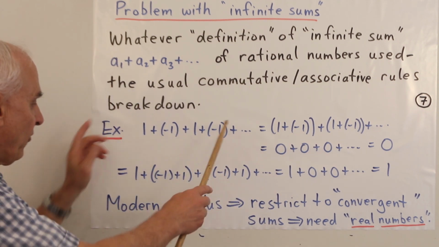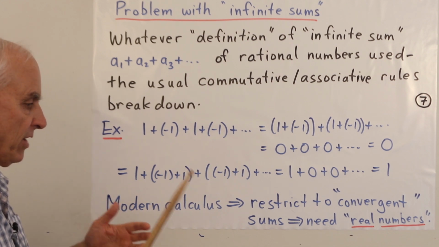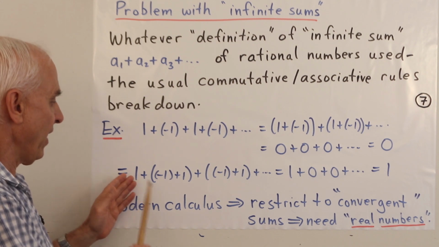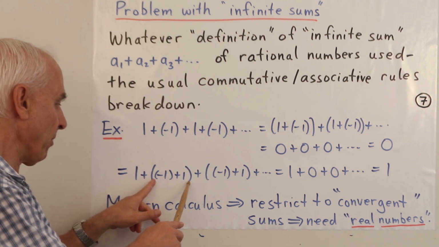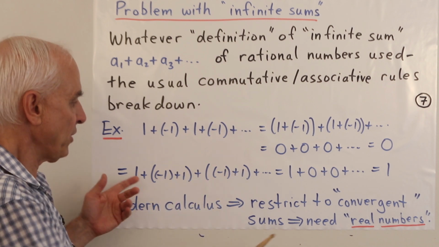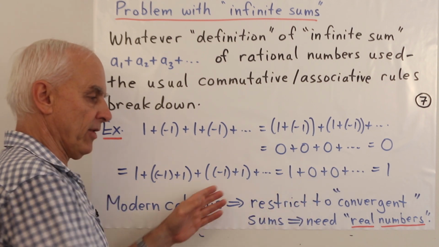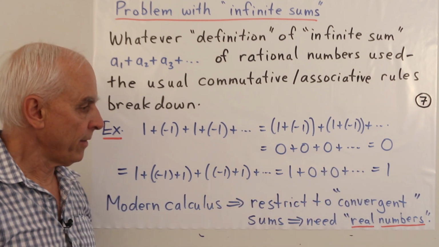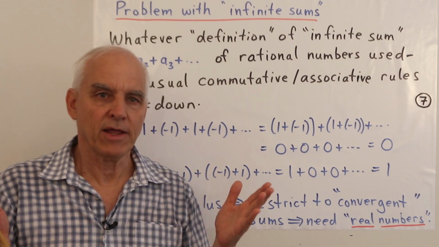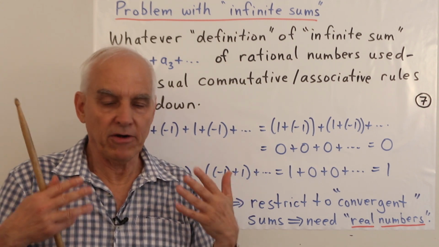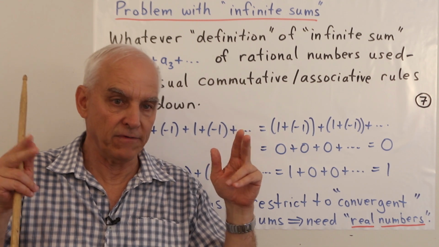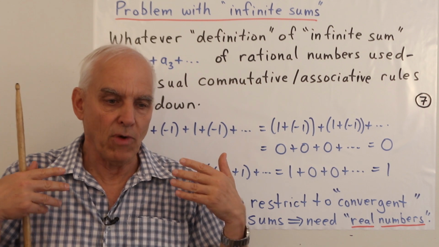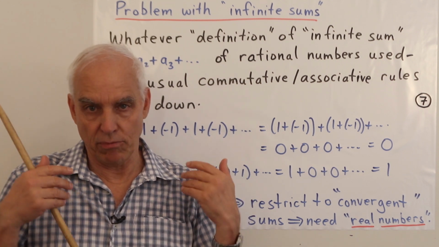However, if you take the same sum and use associativity to regroup them in a slightly different way, you peel that first 1 off, and then start grouping after that: minus 1 plus 1, plus minus 1 plus 1. Then you're going to get 1 plus 0 plus 0 plus 0, etc. And so you're obviously going to get 1. So how does this work? This is a very fundamental issue with trying to add infinite sets of numbers together. You run into the problem that the usual laws of arithmetic break down.